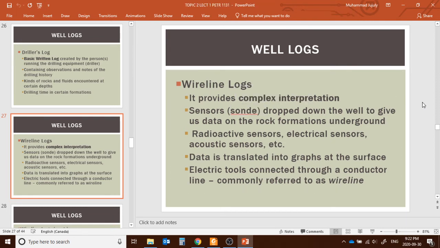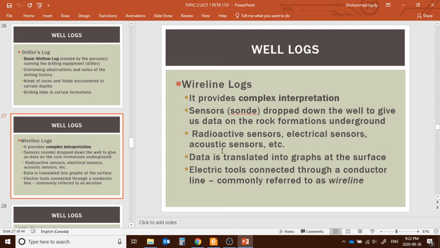Okay, so these sondes actually send the drop down, and it will give us different types of data. What are the data we have? The data we'll find is based on the type of the sensors. Okay, so the radioactive sensors, electrical sensors, acoustic sensors, we have different types of sensors to get different types of data. Let's see what are the types of sensors we have to get the different types of data.